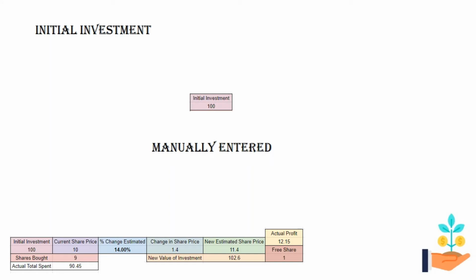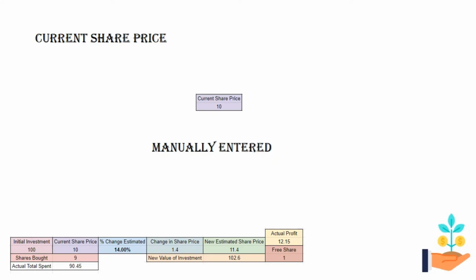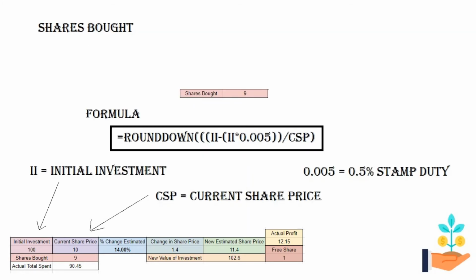Moving on to the current share price, you have to manually enter this, so hopefully the initial investment and the current share price will be in the same units, otherwise this won't work. This is something you'll have to make sure of before you start. The first formula you're going to have to put in is the shares bought, and you need to round down so that we get a whole number.